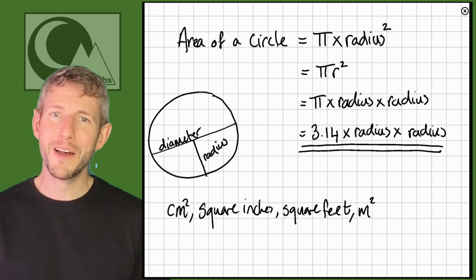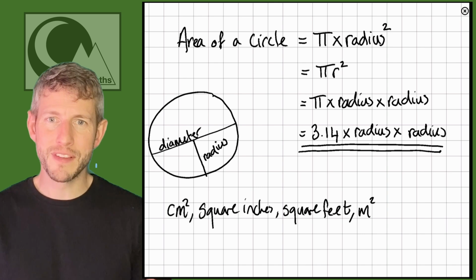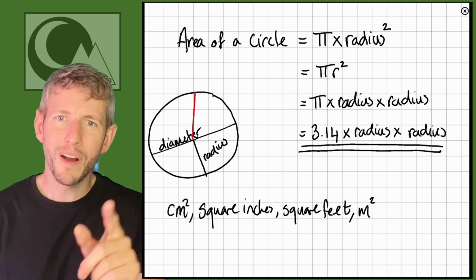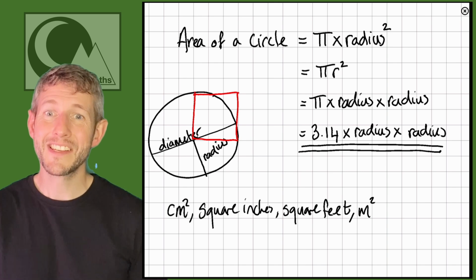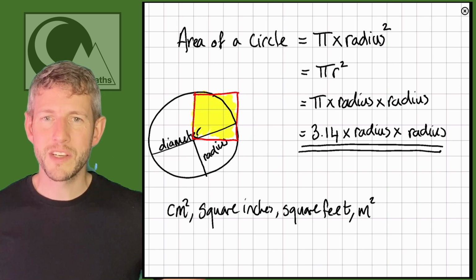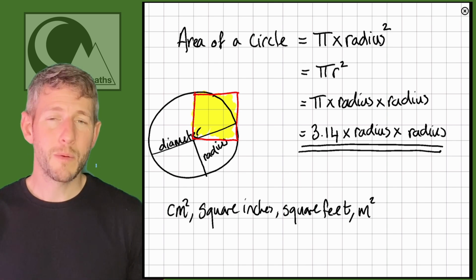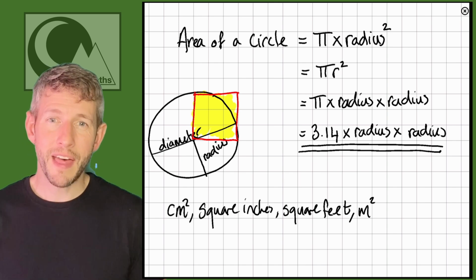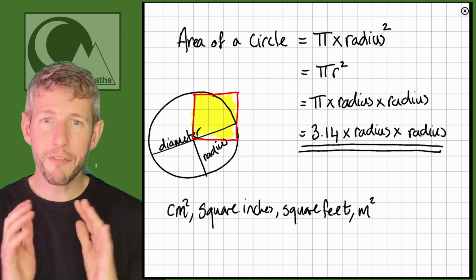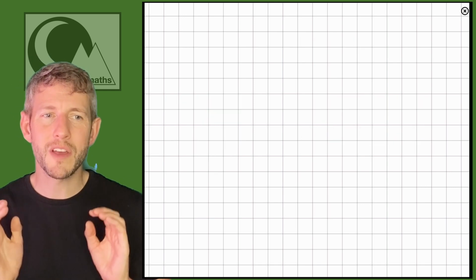Funnily enough, we can see the connection again, that the area of the circle is this number pi times the area of a square made by the radius. So you can see they are directly proportional. The area of the circle is equal to 3.14 times the area of a square made by the radius. Anyway, I think I'm overcomplicating it now, so I'm going to move on to a question because questions are how these things make sense.